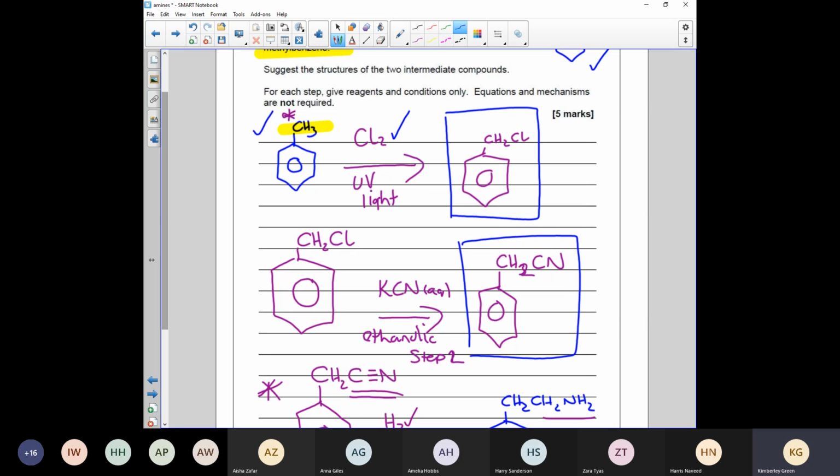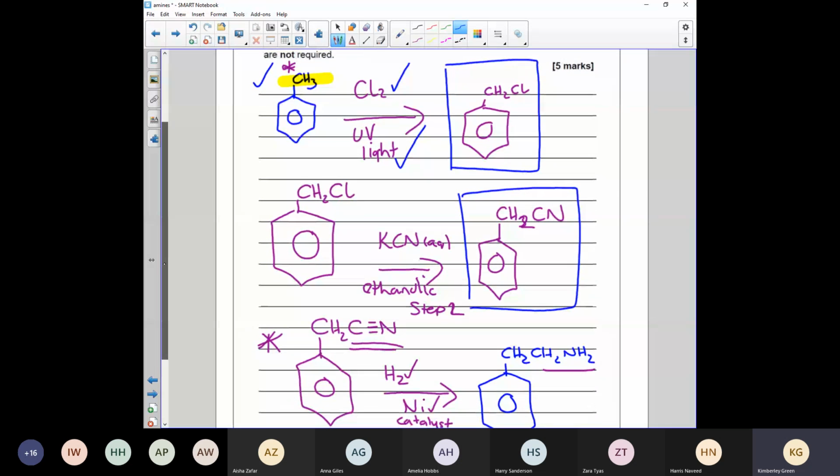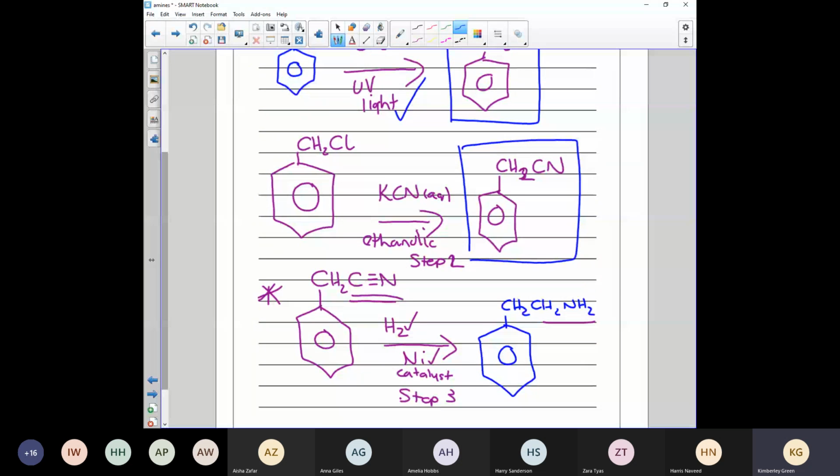I've added a chlorine, so I needed chlorine. And for free radical substitution, I've needed UV light. So there we go. Those were marks for them. Well, I think it's a mark each for the intermediates and then a mark for the reagent and conditions. Right, so I get a mark for those 2.